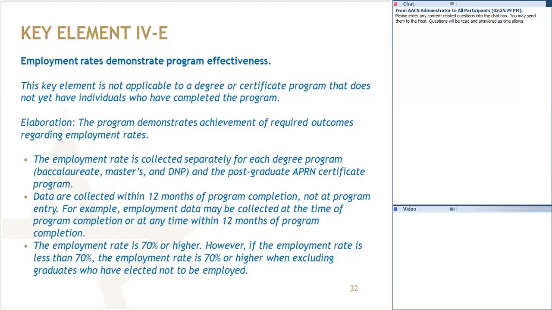And the standard here is that 70% or higher of the graduates or completers of the program are employed. A school can also look at their employment rates, and if they haven't reached the 70% mark, then they can look at the particular completers that are making up that cohort, and they can exclude people that have elected not to be employed. We're going to get into that a little bit more in the next slide, the keep in mind slide.